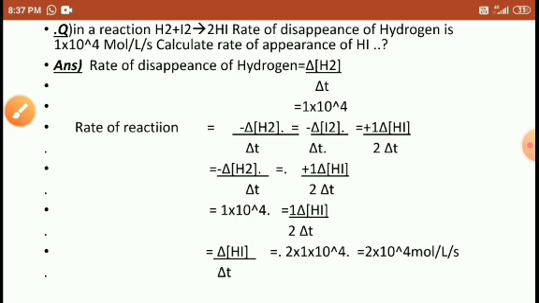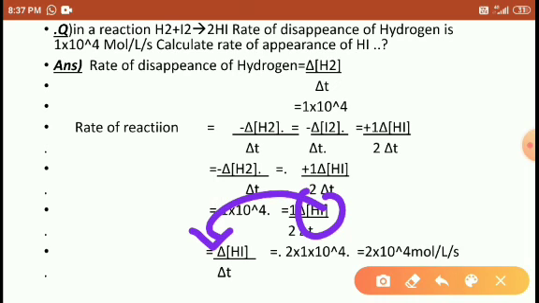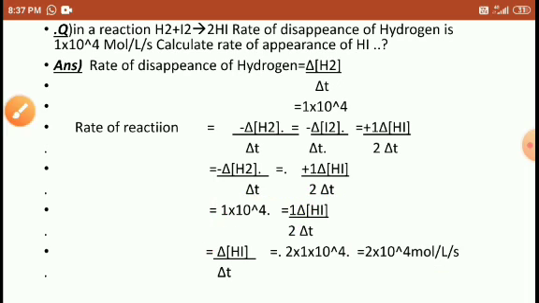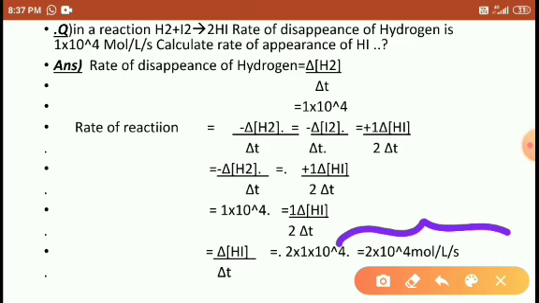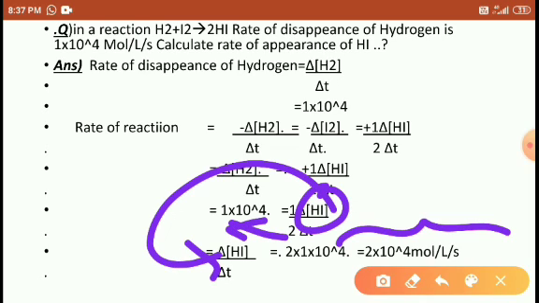Right. Then what we have to do? We have to calculate the HI. So we take HI outside and multiply these two with 1 into 10 to the power of 4. Then we get the answer 2 into 10 to the power of 4 moles per liter per second. Right, students? This 2 multiplies with this one. HI is taken outside and this stoichiometry 2 multiplies with the hydrogen concentration, then you get this answer. Right, students?